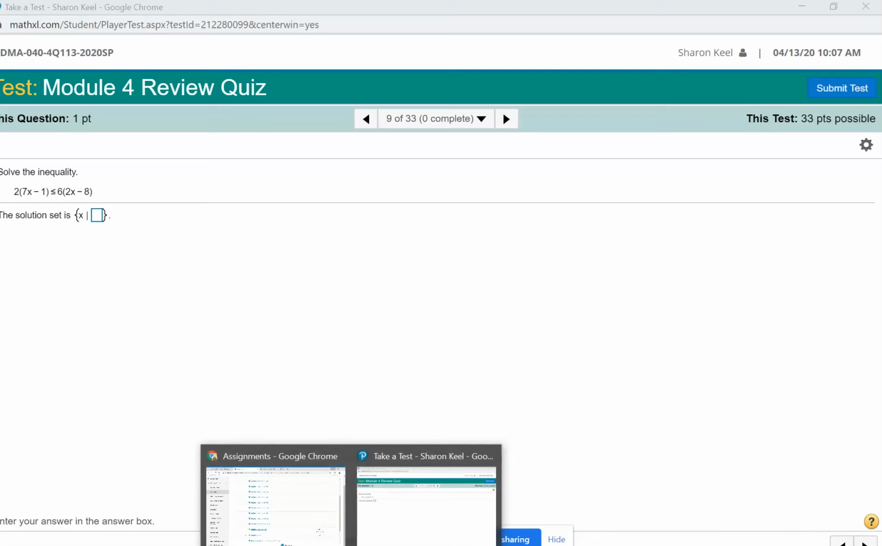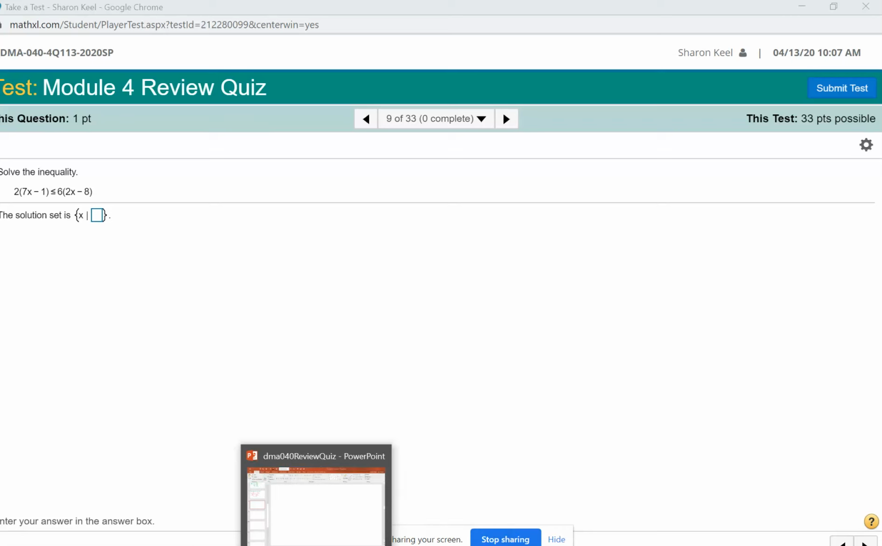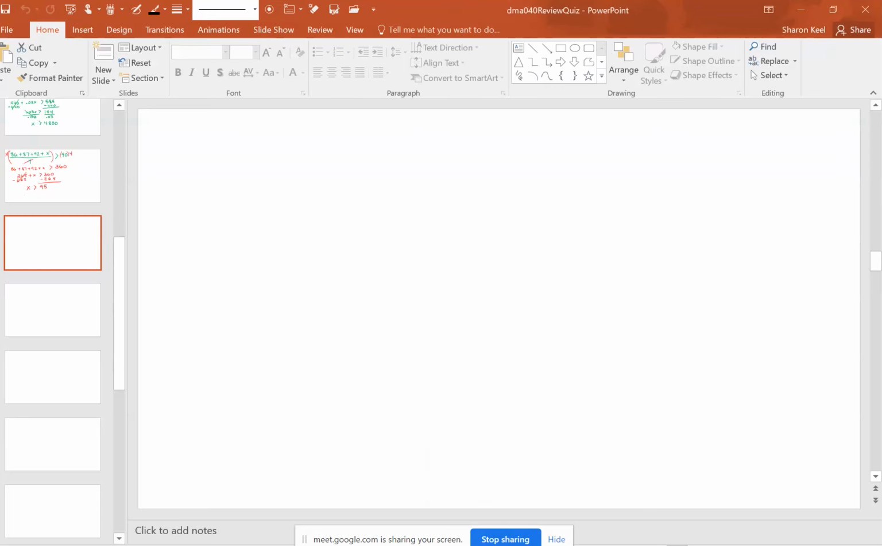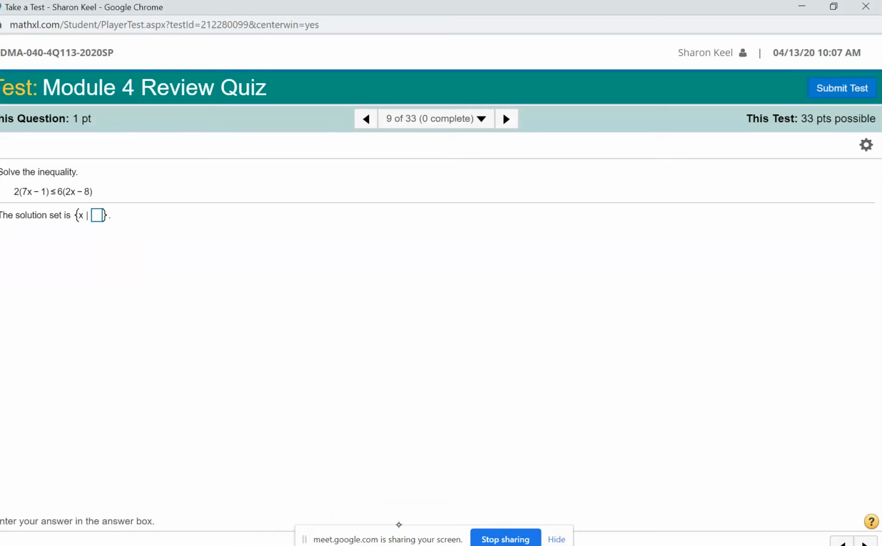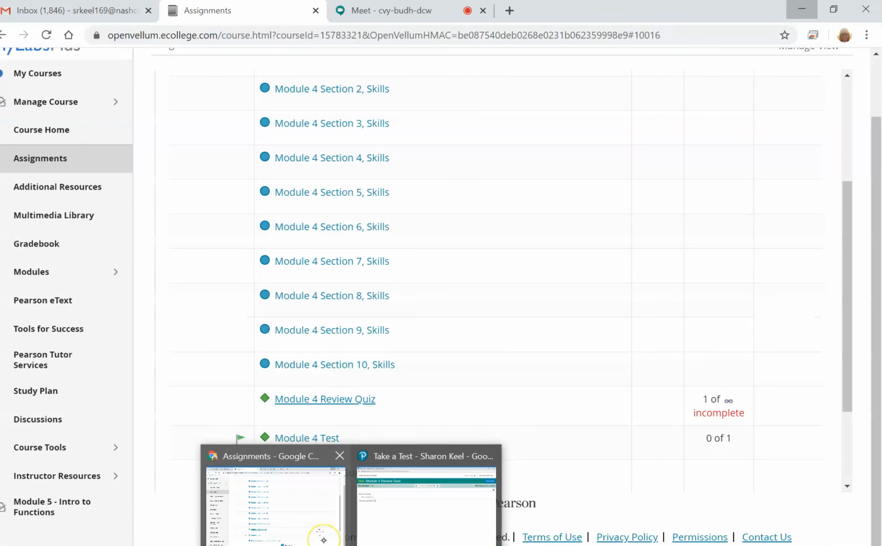Okay, so we are going to solve an inequality. So we have 2 times 7x minus 1 is less than or equal to 6 times 2x minus 8.